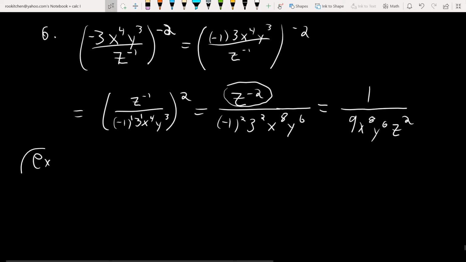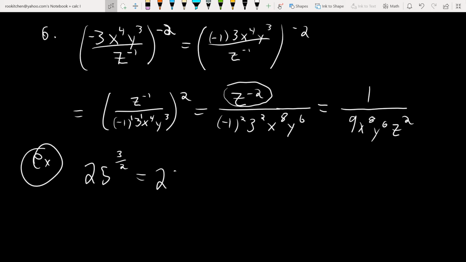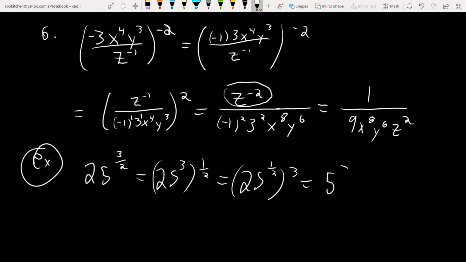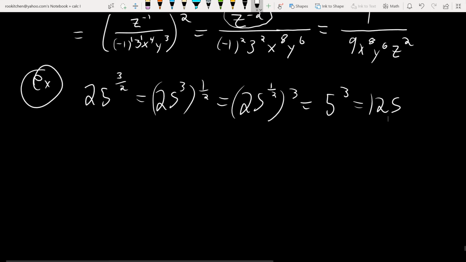Okay, some examples. Another kind of problem you may encounter is fractional exponents. This is the same as 25 cubed to the 1/2, but you can also write it as 25 to the 1/2 cubed, and that allows us to do the computations in our head. 25 to the 1/2 is 5. Cubed is 125. So you don't need a calculator to do some of these.